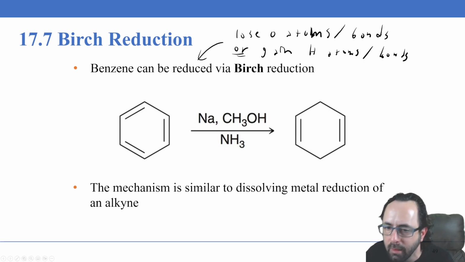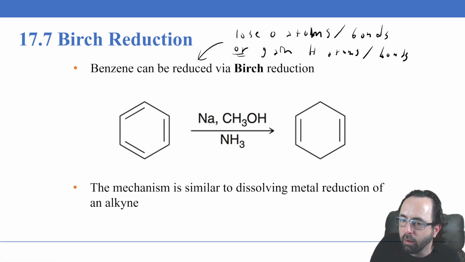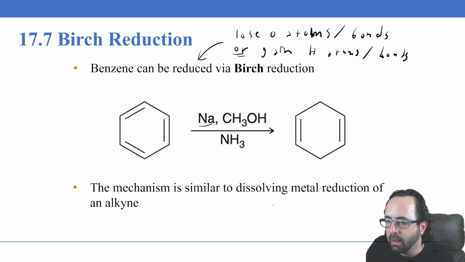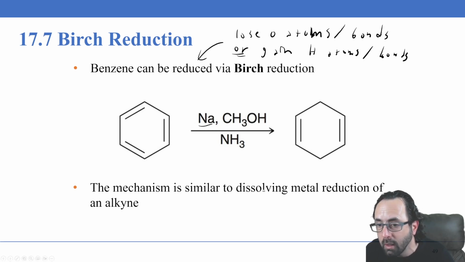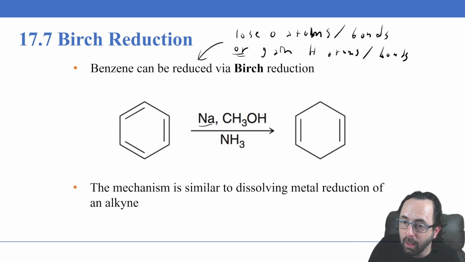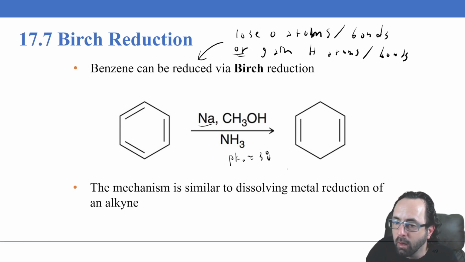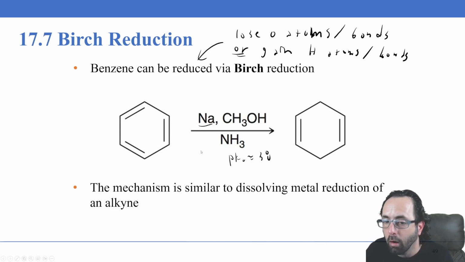This reduction is analogous to the dissolved metal reduction of alkynes. It makes use of sodium, and the mechanism is very similar. So we have sodium in methanol with an ammonia solvent. The ammonia solvent is there because, remember, the pKa of ammonia is like 38. So this ensures that we are not likely to protonate our intermediates here, which will be ionic and radical intermediates.